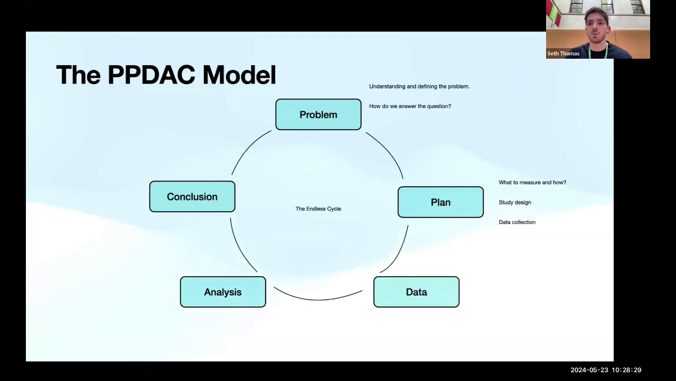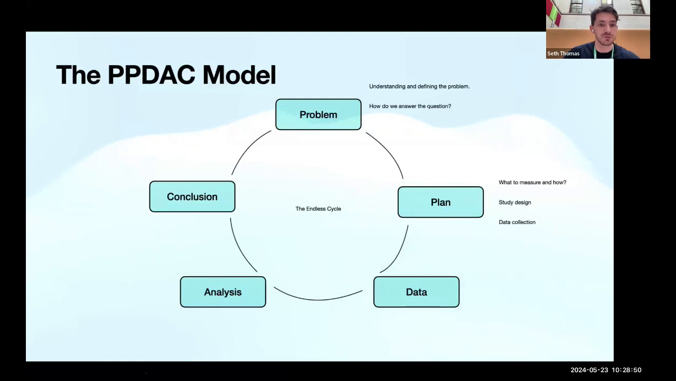The plan is really about what we want to measure and how we're going to do it, how we design that study, and how we collect the data. This is the first thing that you do before you put pen to paper, before you start writing. You want to understand, what's my question? How am I going to measure it? What data do I need to answer that question? Do I need to pull that data from the internet?